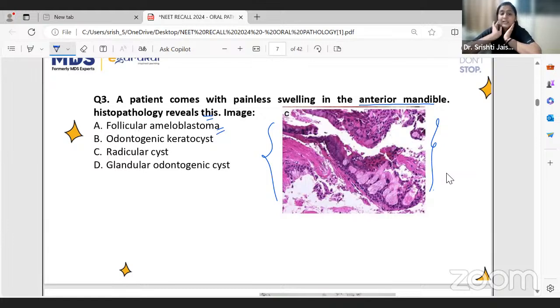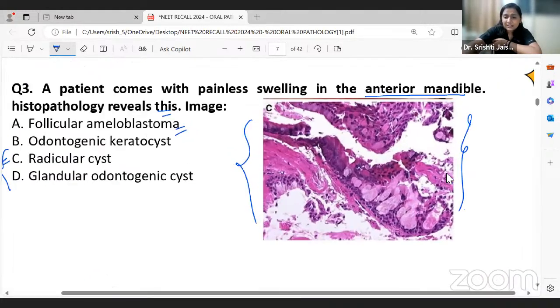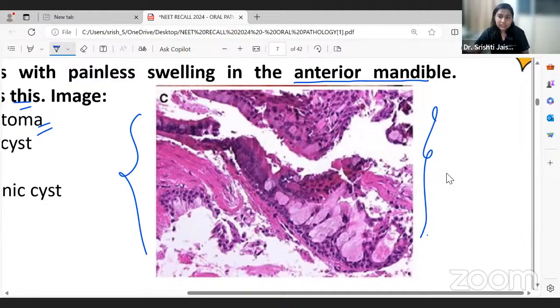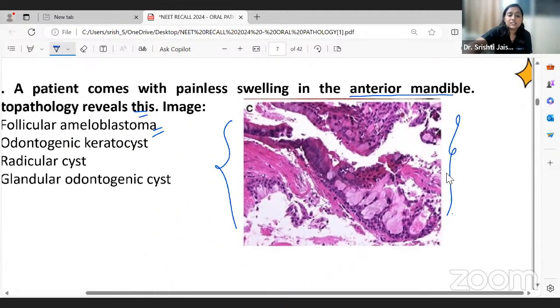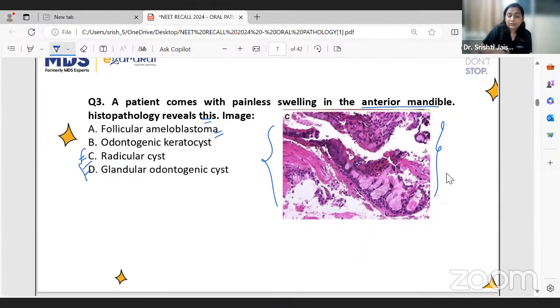Same with the OKC and radicular cyst. Some students have marked it as radicular cyst. But can you see any Rushton bodies here? Can you see any Rushton bodies? No. So the answer is very direct. It is a glandular odontogenic cyst.